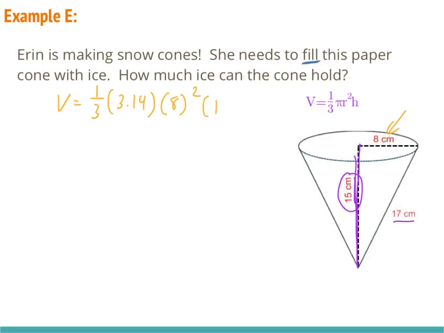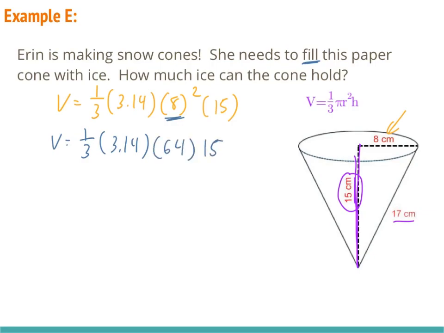So plug that in, and luckily this is straight multiplication. However, we need to do this exponent first before we can do that straight multiplication because we need to remember our order of operations. So again, 1/3 times 3.14 times 8 squared. 8 times 8 is 64, times 15.